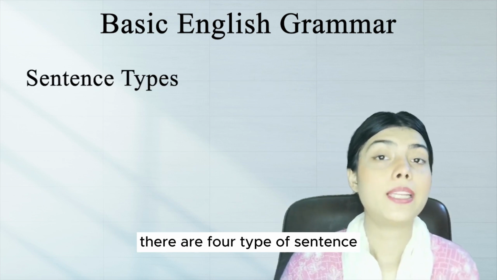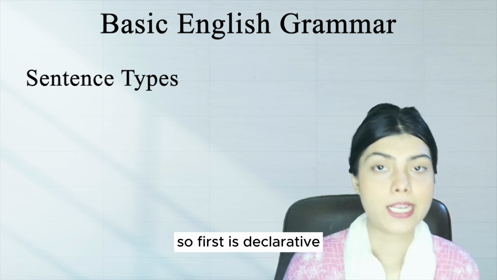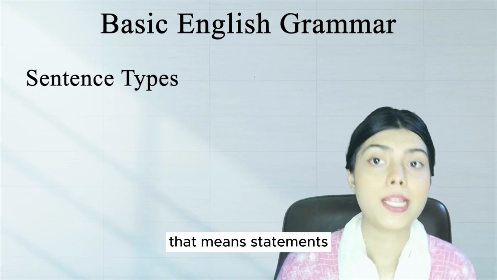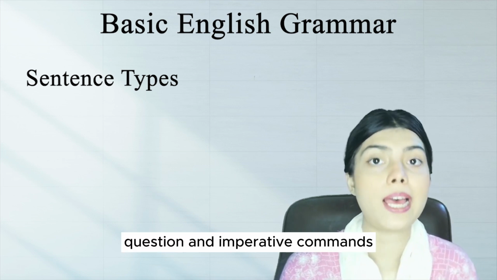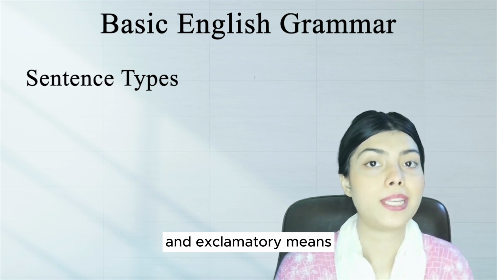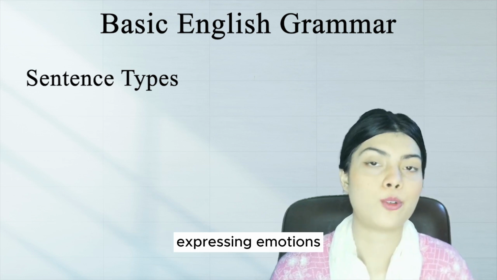Sentence type. There are 4 types of sentences. So first is declarative, that means statements, interrogative, questions, and imperative, commands, and exclamatory means expressing emotions.